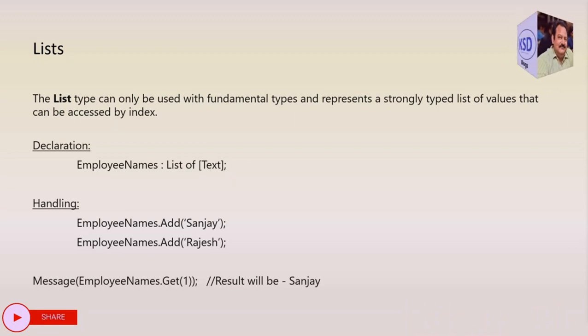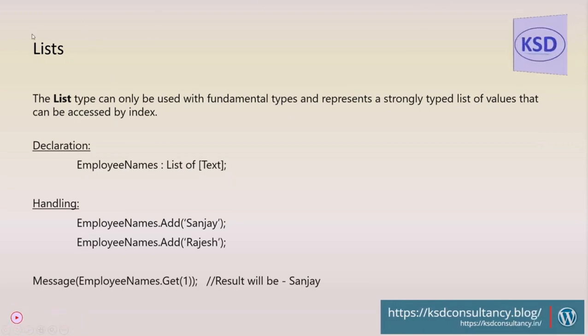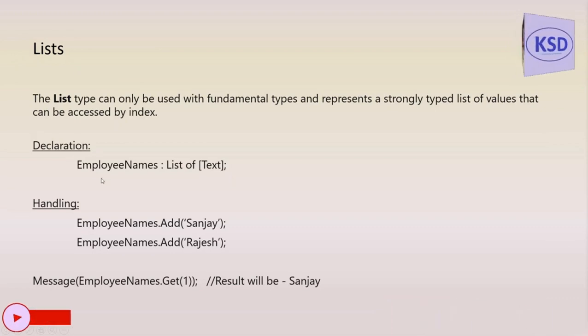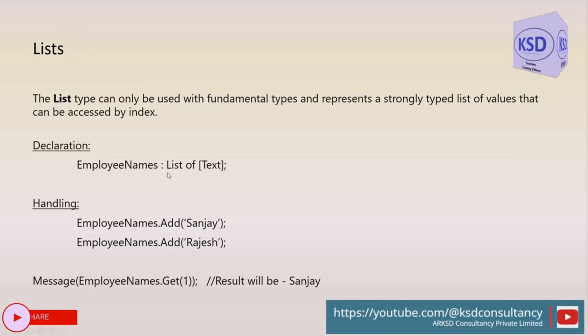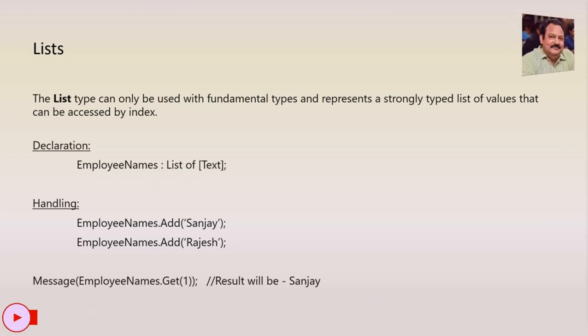However, the following example shows you how you can create a new variable with a type of list. So we are defining employee name as a list of text, meaning text type values can be stored.